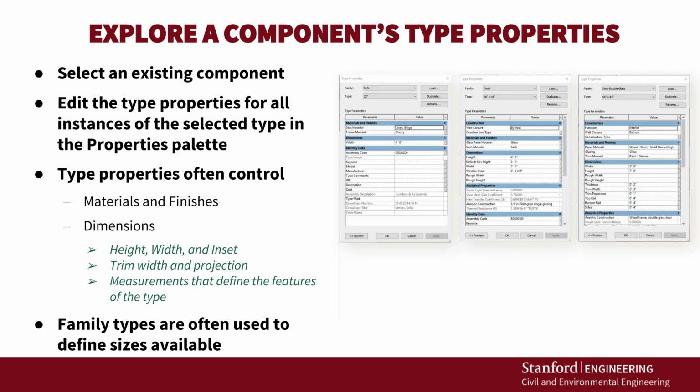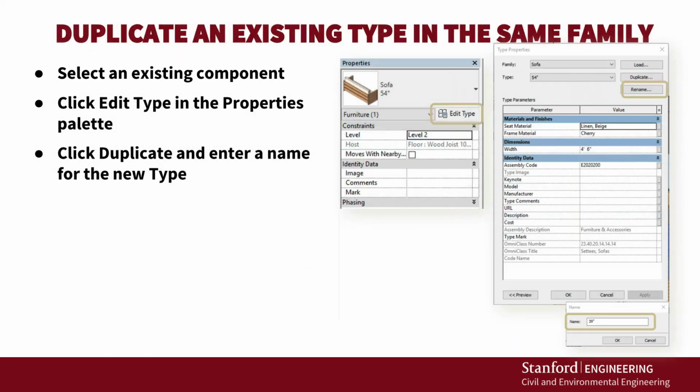Most often, family types are used to define the sizes that are available for a component that appear in the type selector. You can duplicate an existing type to create a new size of the component in the same family. To do that, select an existing component, then click Edit Type in the Properties palette, click Duplicate, and enter a name for the new type. That'll create the new type that'll be available to be edited.